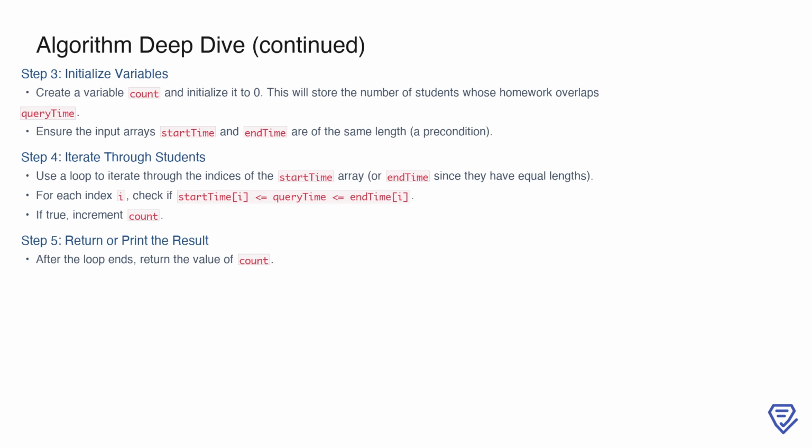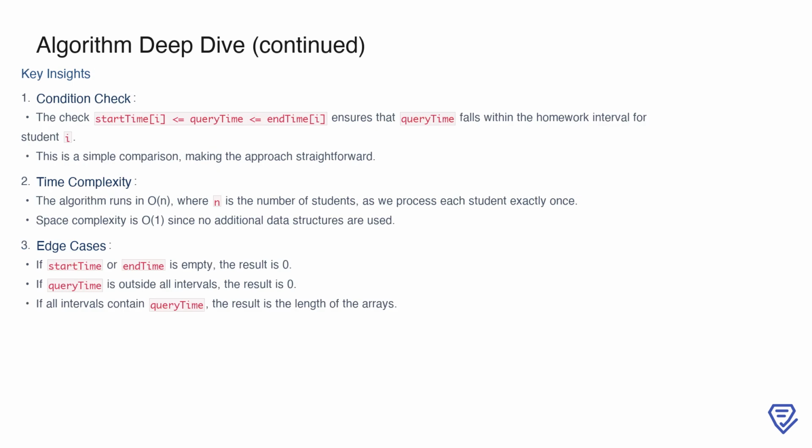Next, we iterate through the indices of the startTime array, which is the same length as endTime. For each index i, we check if the condition startTime[i] <= queryTime <= endTime[i] is true. If the condition is satisfied, we increment the count variable by 1. After completing the loop, we return the value of count, which gives us the number of students doing homework at the given query time.